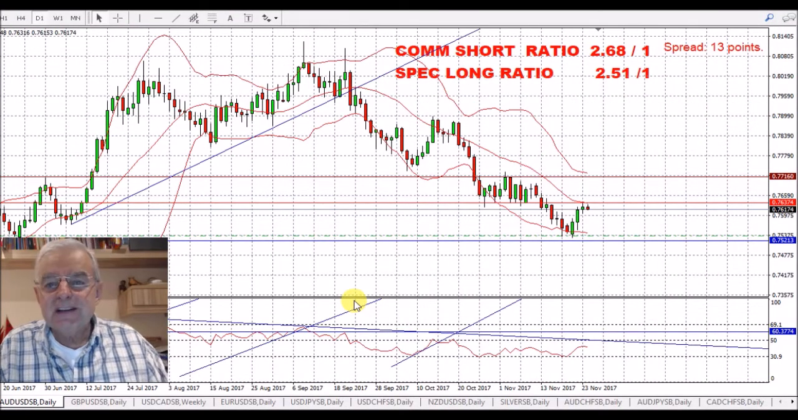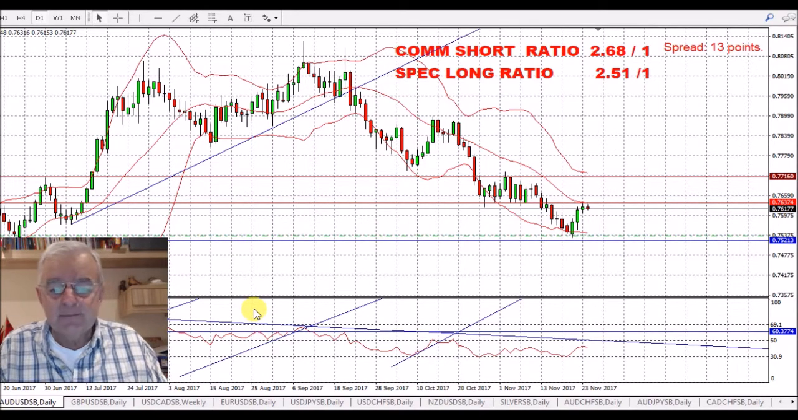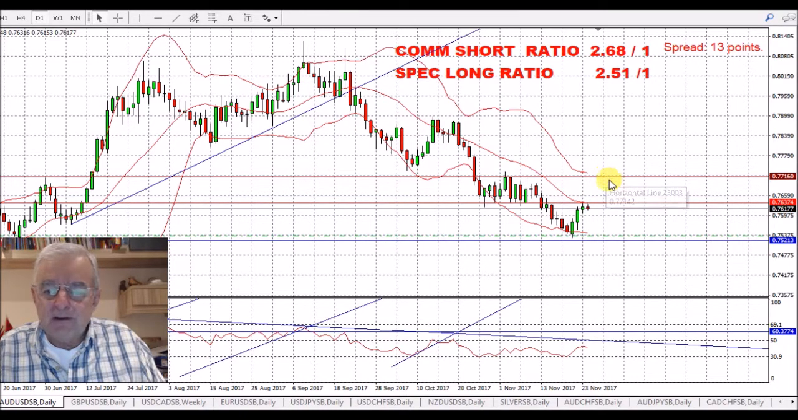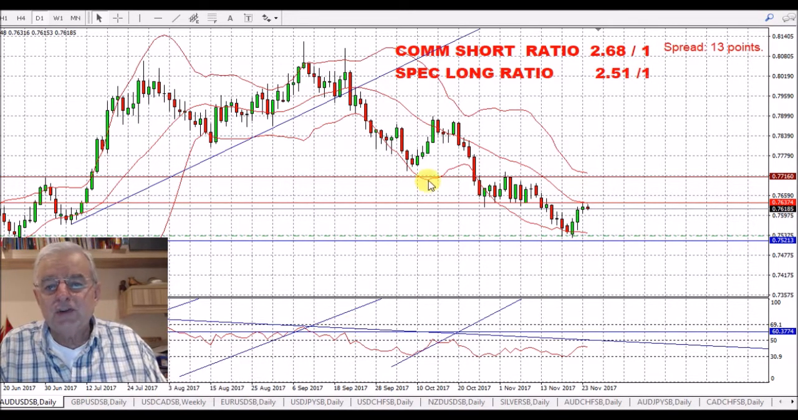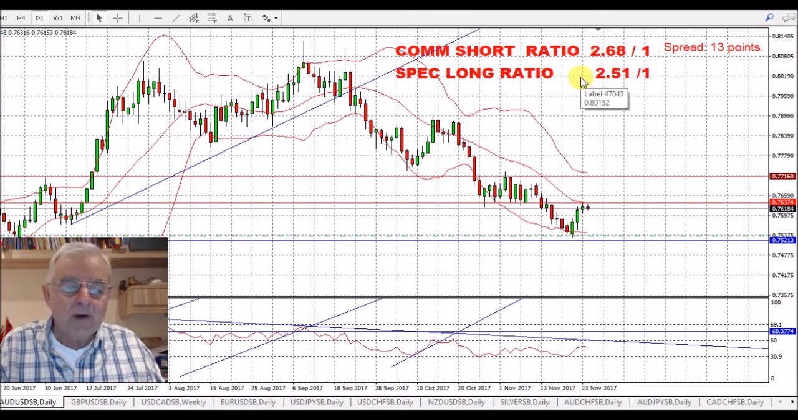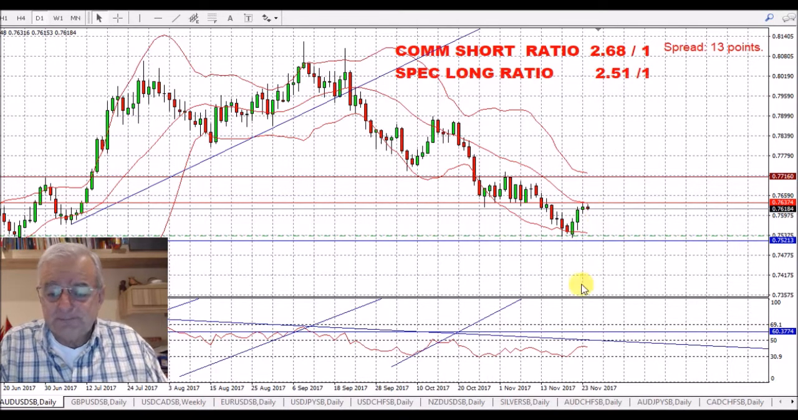It's Friday, the 24th of November, just after 7 o'clock, and we'll start with the AUD USD. We've had a little bit of a pullback on this. I think it might just have a little bit more to go, just below the brown line here. So we'll see how that goes, but I think we might have a little bit more of a pullback there. We've got a short ratio of 2.68 to 1. Obviously, the new figures are out tonight, so I'm looking forward to seeing that.